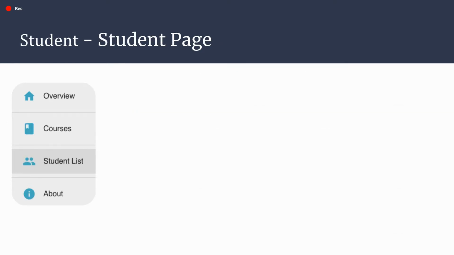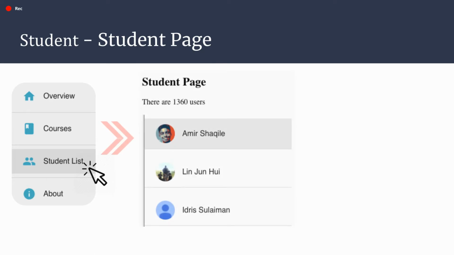Next, we will be viewing AchievePal from a student point of view. The student list contains a list of all the students, and when you click on one student, you can view his or her personal profile.